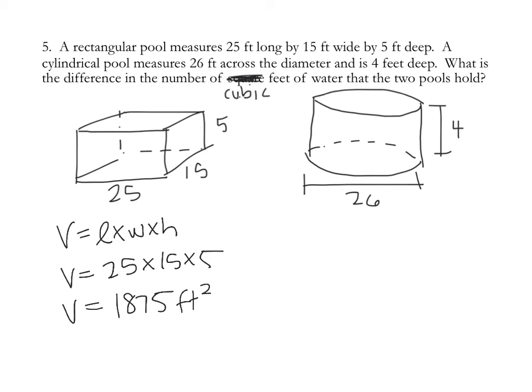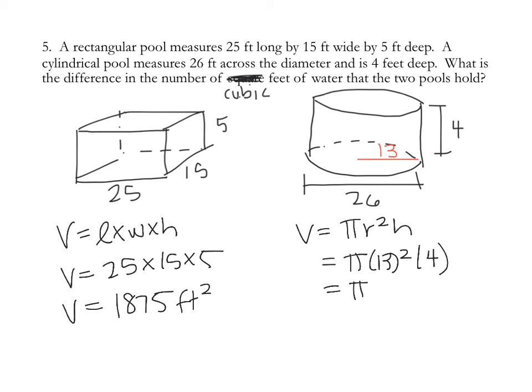And then to do the second one, we have to use a different formula because this is now a cylinder, so we have to do pi r squared h. Careful, the radius is halfway across here. They gave me the diameter, so the radius would be 13. So it's going to be pi times 13 squared, and then the height was 4. So that's going to be 13 squared is 169 times 4 gives me 676 pi.